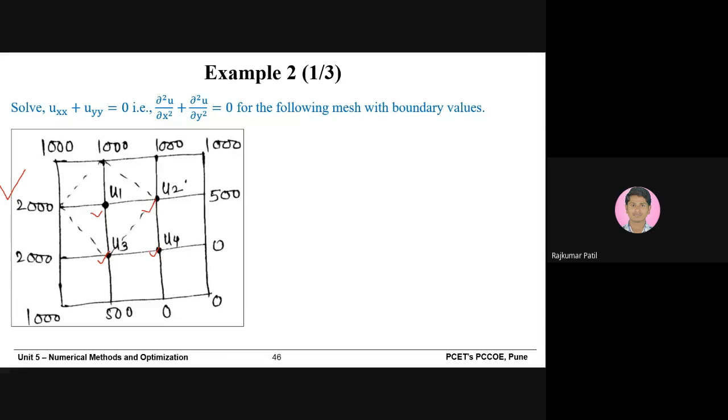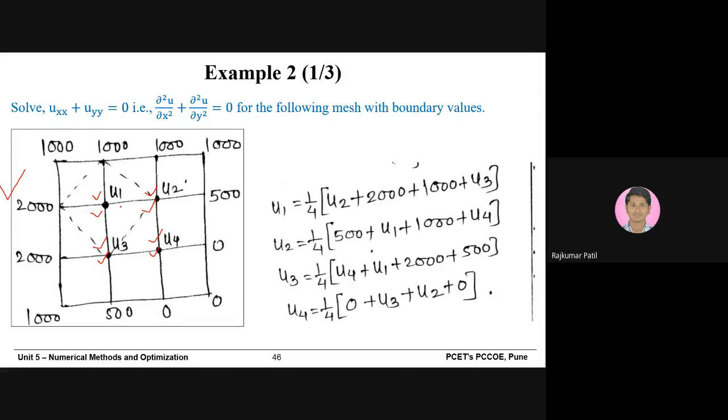Then we checked whether we can use the diagonal 5-point formula. Again we realized that we cannot use it directly because in that equation there will be unknowns. So this is the problem. That's why we decided to prepare the equations by using the standard 5-point formula, and these are the four equations we got.